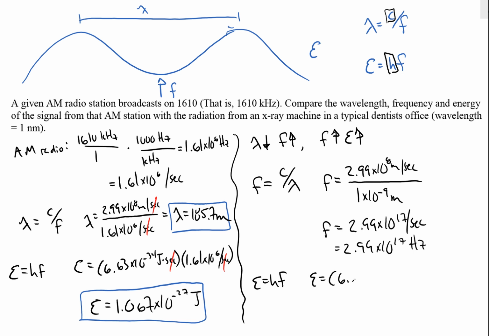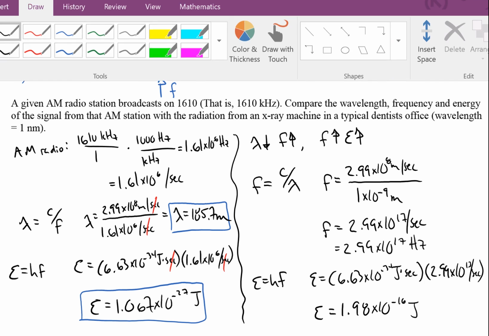My next equation, E equals hf, energy equals Planck's constant, 6.63 times 10 to the minus 34 joules times seconds, and the frequency, 2.99 times 10 to the 17th times per second. Looking at my units, seconds and seconds cancel, leaving me with just joules. Makes sense. Energy is measured in joules. This is going to come out to 1.98 times 10 to the minus 16 joules.